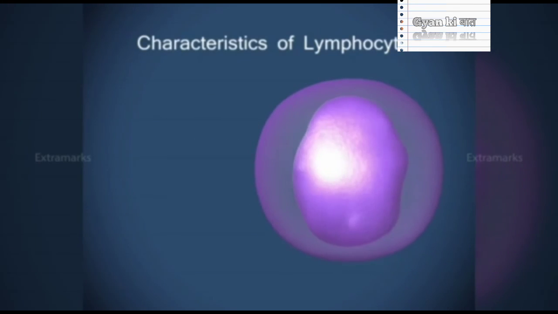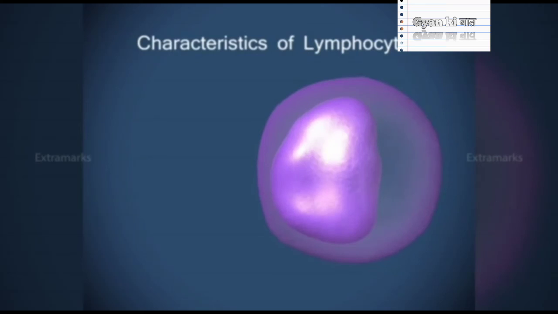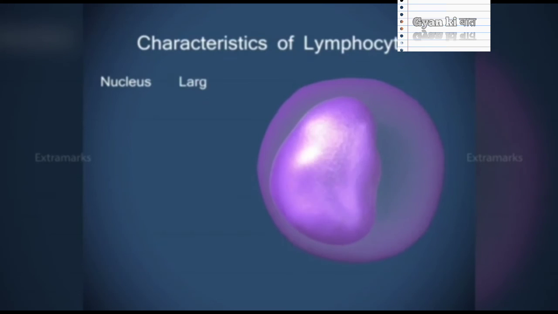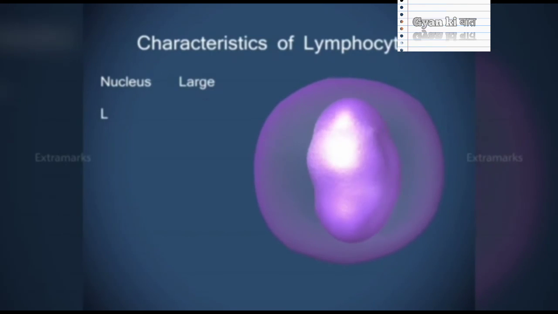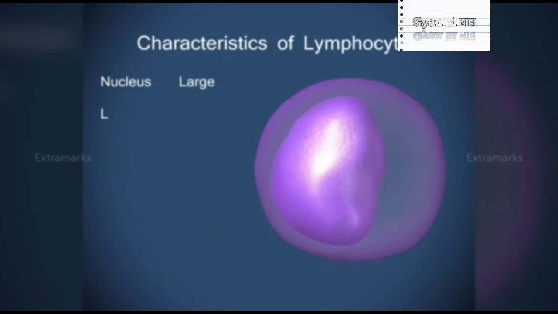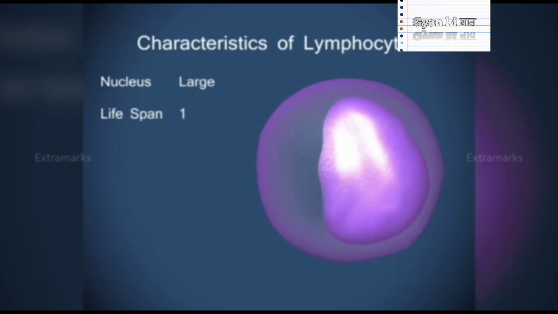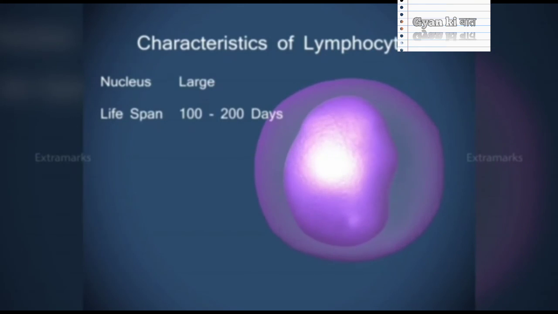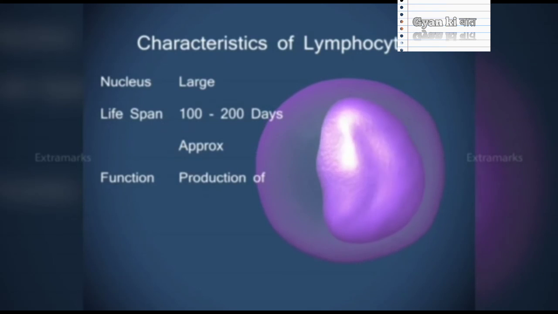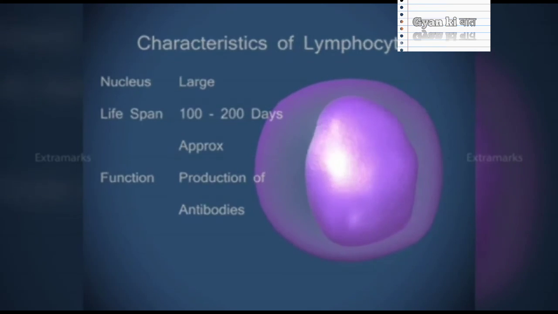Lymphocytes are agranulocytes that are produced in the lymphatic system. Their nucleus is large and occupies most of the cell. Their cytoplasm is basophilic. They have a lifespan of 100 to 200 days. They produce antibodies on being exposed to antigenic molecules.